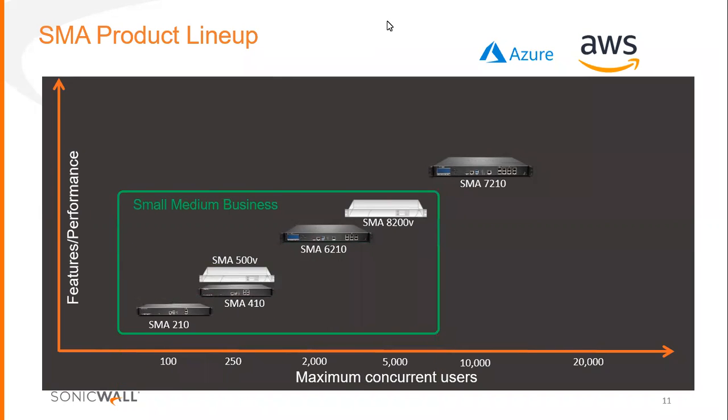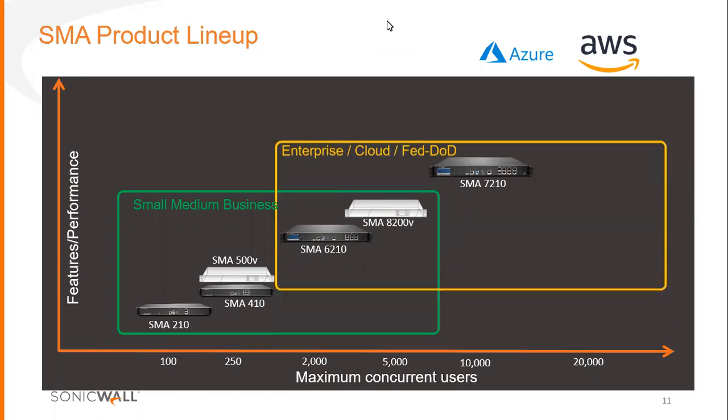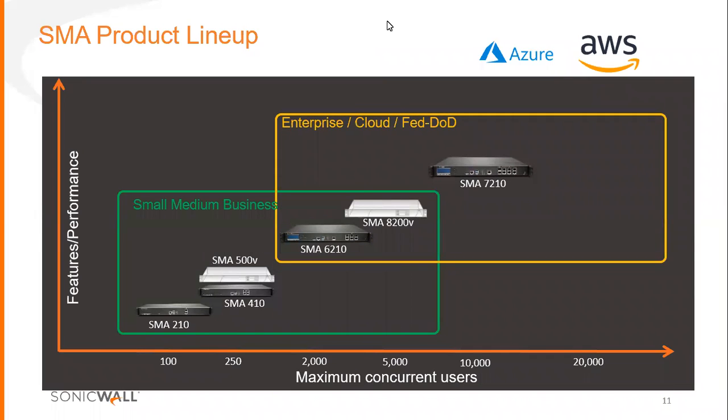Of course, if you are looking at small and medium business size, you can use the SMA 210 and up to the 6210. If you would like to have the virtual based, you can subscribe to the 500V and also the 8200V. If you have more than 2,000 users, which is the enterprise level and cloud level, you can subscribe to the 1,000 series, which is the SMA 6210 until the SMA 7210.